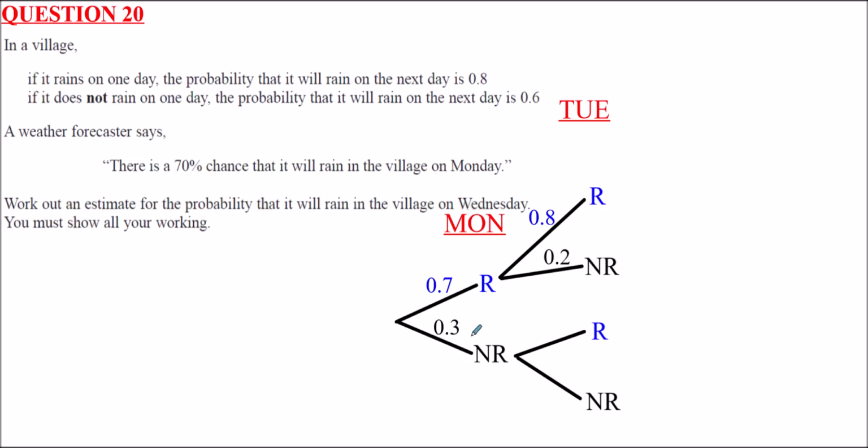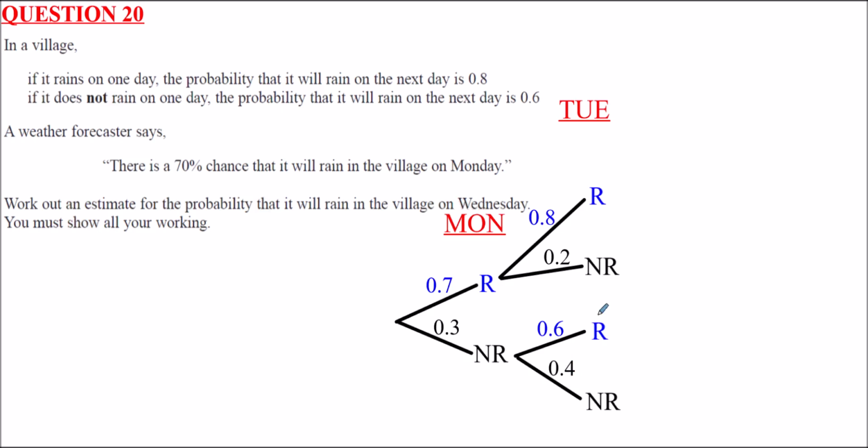However, if it didn't rain on the day before, looking at this lower branch, the probability that it will rain the next day is 0.6. So if it didn't rain on Monday, the chance of it then raining on Tuesday will be 0.6. And if this one's 0.6, remember both branches need to add to 1. This must be 0.4.